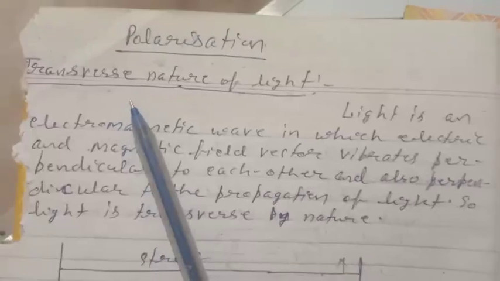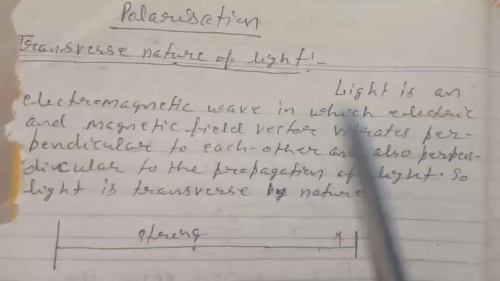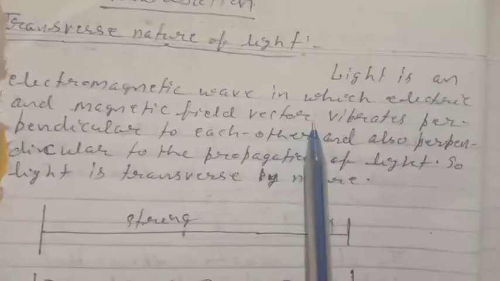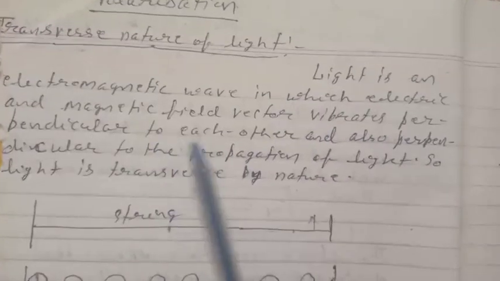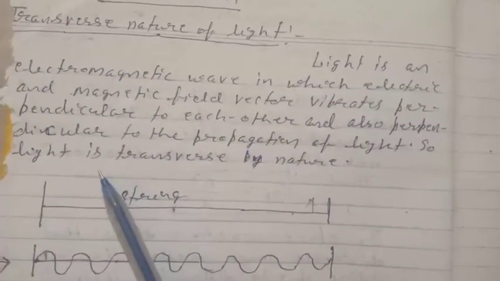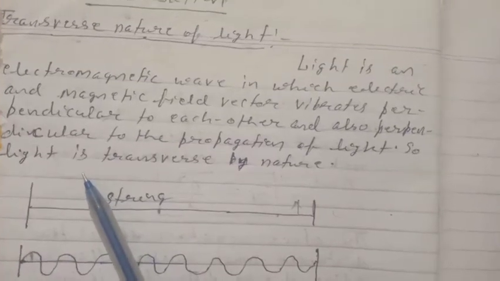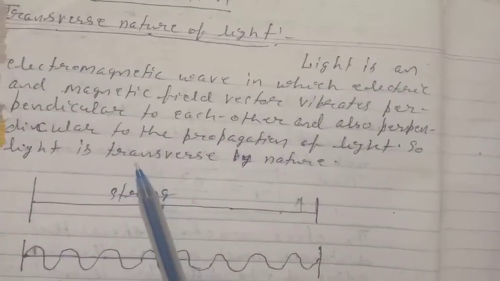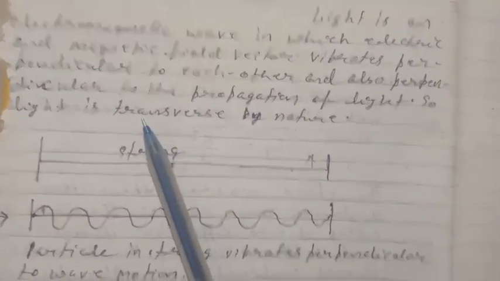Polarization, that is a transverse nature of light. Light is an electromagnetic wave in which electric and magnetic field vectors vibrate perpendicular to each other and also perpendicular to the propagation of light. So light is transverse by nature.